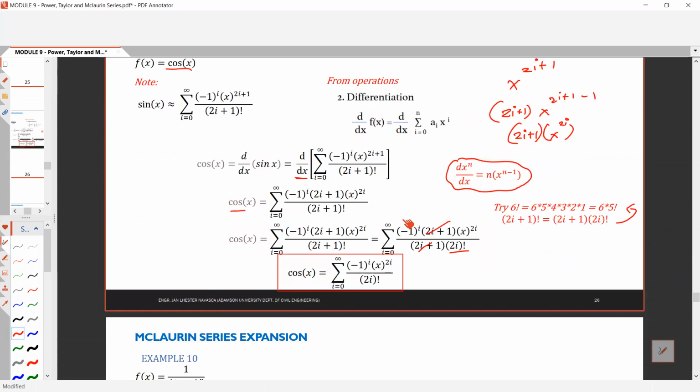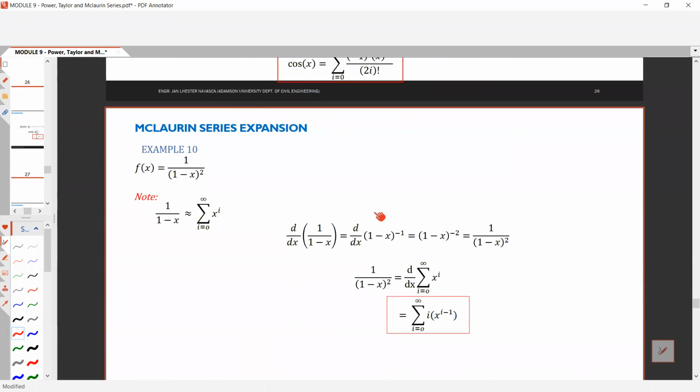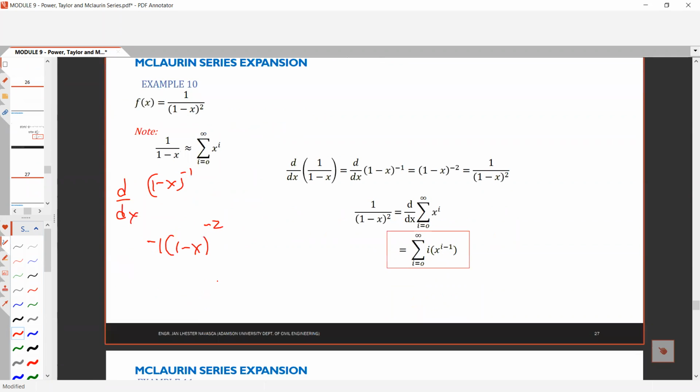Okay? Sige. So, next problem is this one. Find the Maclaurin series expansion of 1 over 1 minus x squared. So as we all know, the derivative of 1 over 1 minus x, okay, that is negative 1. So taking the derivative of this one, derivative nito is simply negative 1, 1 minus x raised to negative 2. So parang mangyayari that is simply negative 1 over 1 minus x squared. So halos parehas na siya dito. May negative lang, di ba?